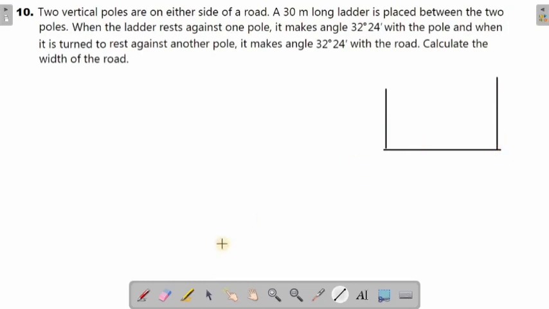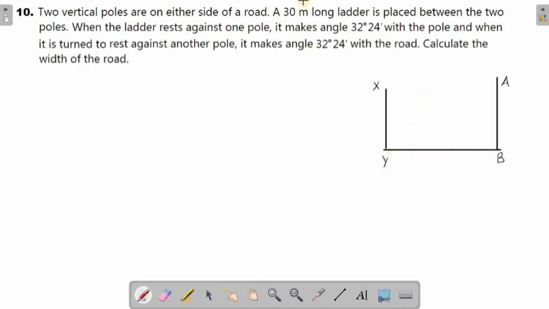Okay, so let me name the poles also. So let me take XY to be one pole. Okay, let me take this pole to be AB. So basically here BY represents the road. So this BY represents the width of the road, remember. Okay, so the road goes somewhat like this. So BY represents the width of the road.